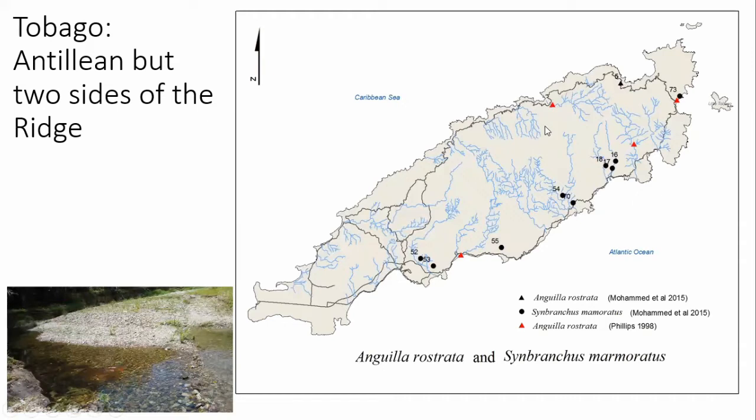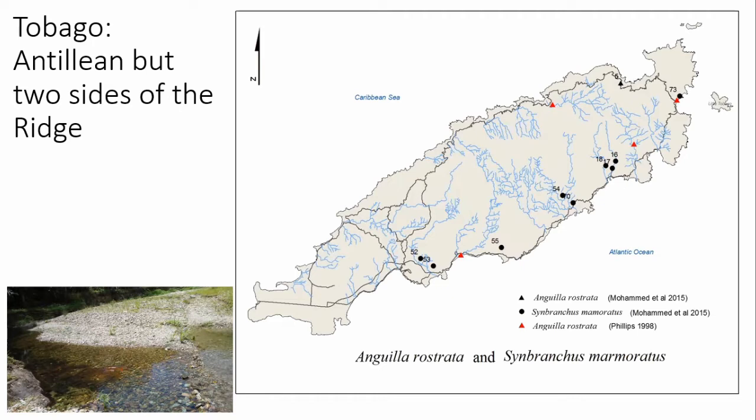Additionally, we found Anguilla rostrata more in the northern part of the island. Philip in '98 documented it at one site in the south part of the island, but thus far, most of the sightings have been in the northeastern part of the island. Now, Anguilla rostrata is a very interesting species. This eel, it will go out into the Atlantic, lay eggs, and then go back to the different regions, but not just in Trinidad and Tobago, but all along the Caribbean and along the Atlantic side of North America, etc.